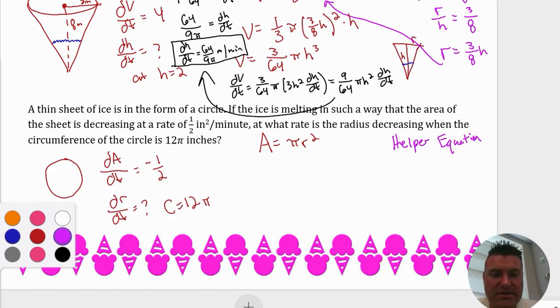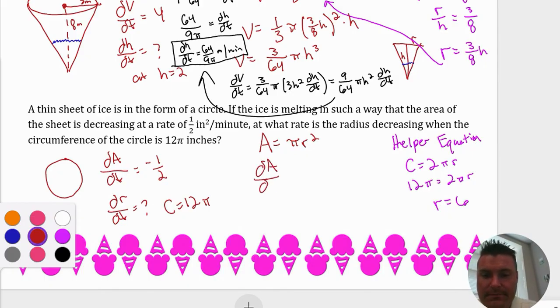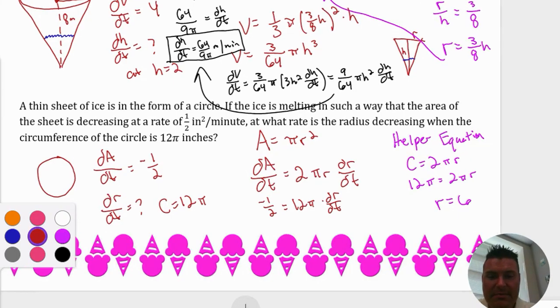That helper equation is that the circumference is 2 pi r. For this particular problem, we have 12 pi equals 2 pi r. So I have r equals 6. Now I feel a bit more comfortable taking the derivative of my area, and I can substitute in a 6. So I'm going to get dA/dt equals 2 pi r, tagged with a dr/dt, and now I do have everything. My dA/dt is -1/2. My r is 6. When I plug that in, I'm going to get 12 pi times dr/dt.